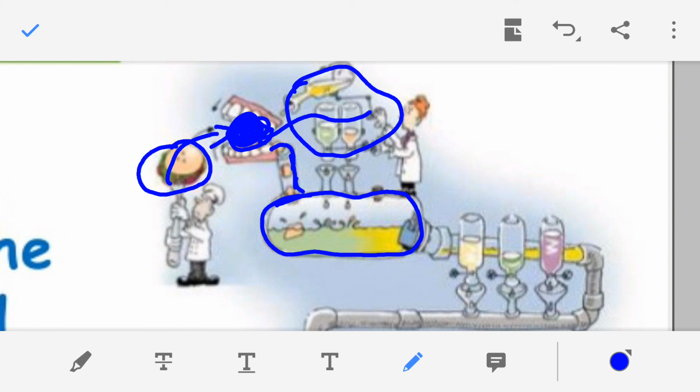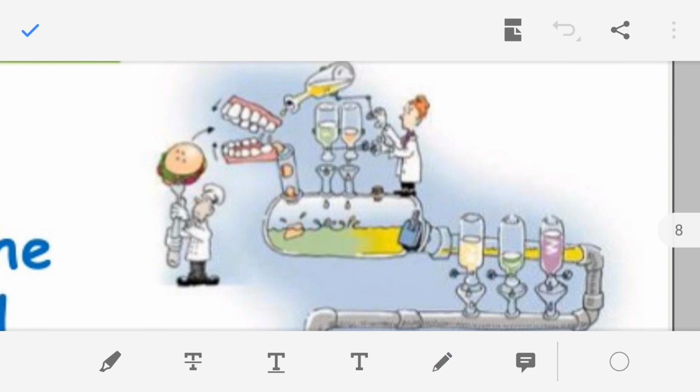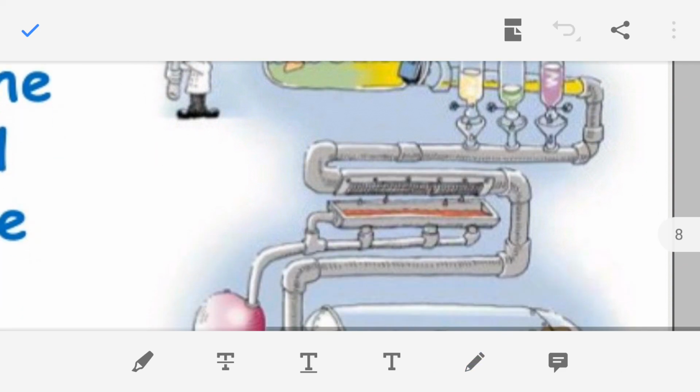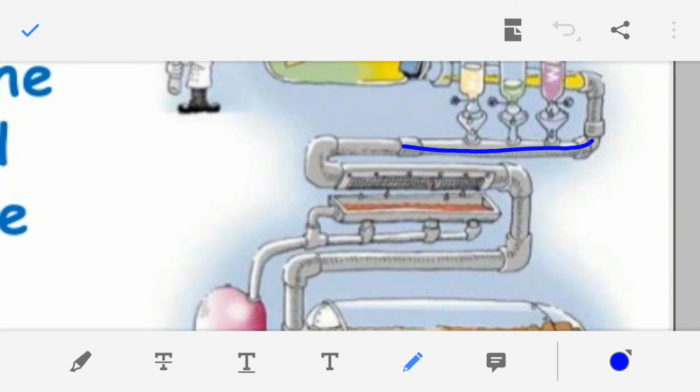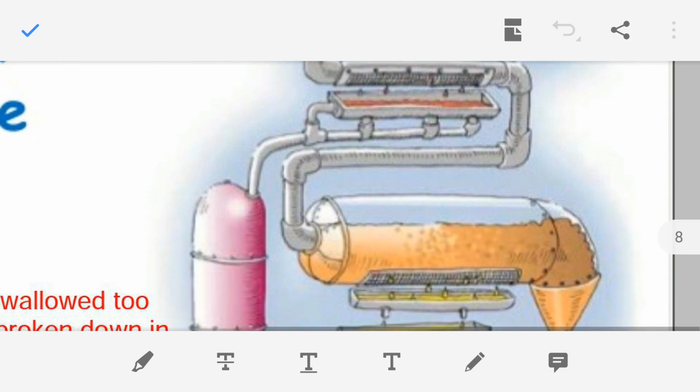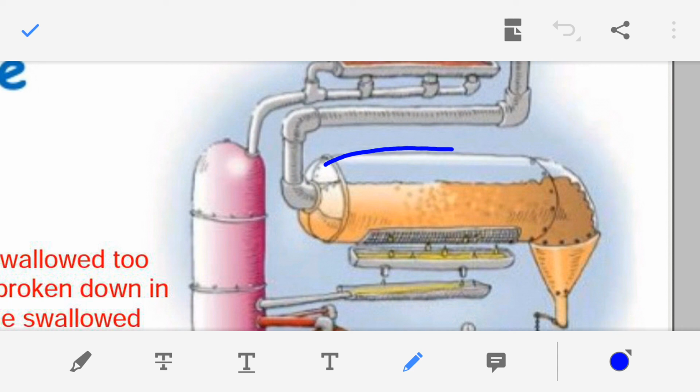So now the bolus enters into the stomach, and the process of digestion is taking place. Let's say the digestion of protein starts in the stomach, then we have this U-shaped tube. This is the duodenum, and these small pipes are the rest of the small intestine, and this larger pipe is the large intestine.